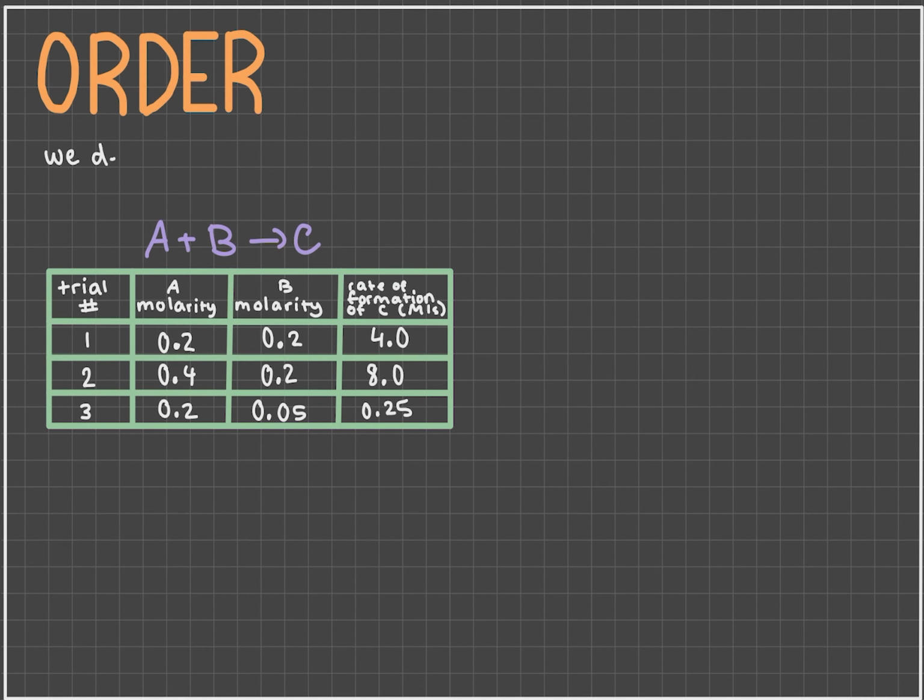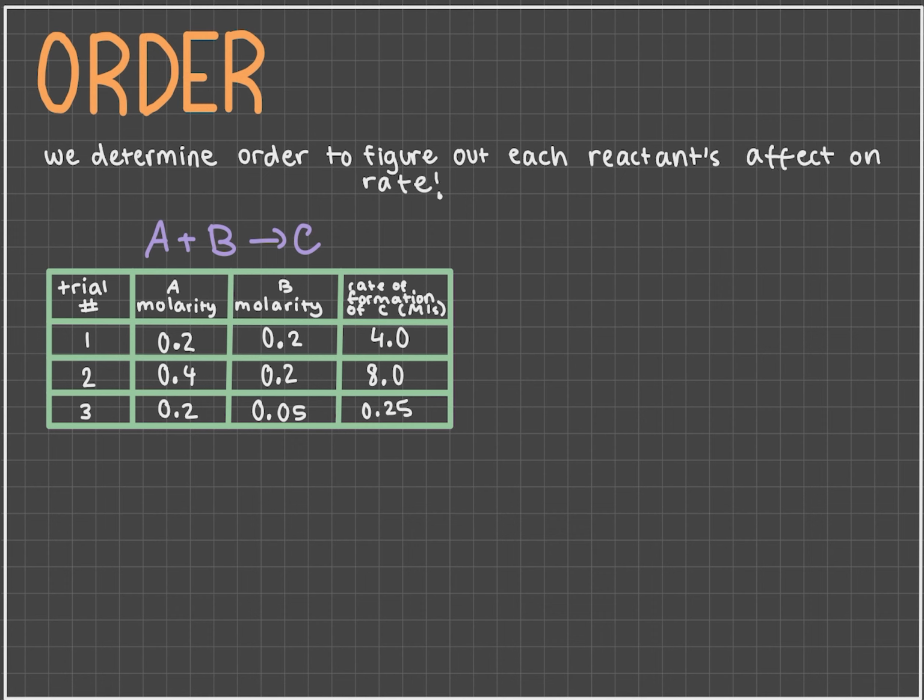Now let's think about something else. What is the effect of each reactant's concentration on the product's formation? We can figure this out by determining the order of each reactant. A reactant's order is that reactant's effect on the reaction rate. Take a look at this table to better understand this.